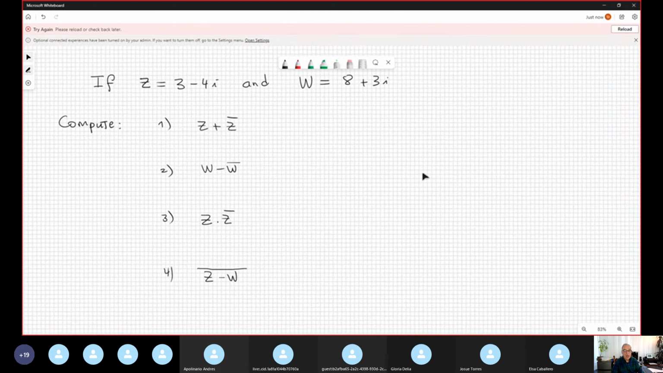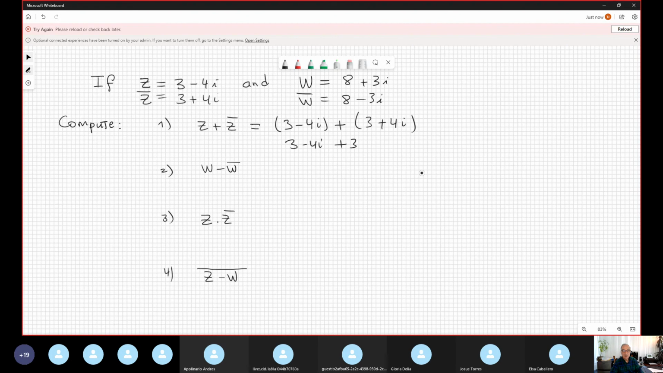Number one, you add Z, which is 3 minus 4i, plus the conjugate, which is 3 plus 4i. Remember, the conjugate of Z would be 3 plus 4i. Now you change the sign of the imaginary part. When you remove the parentheses, you have 3 minus 4i, 3 plus 4i, no? Wow, amazing, I like that. The imaginary part is gone, and we have 6. Boom, final answer, 6.